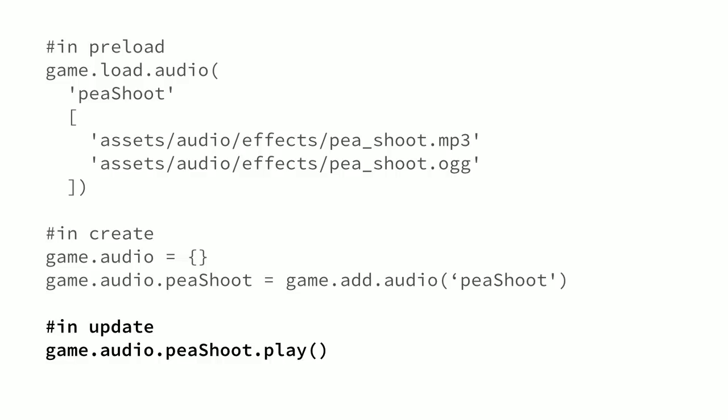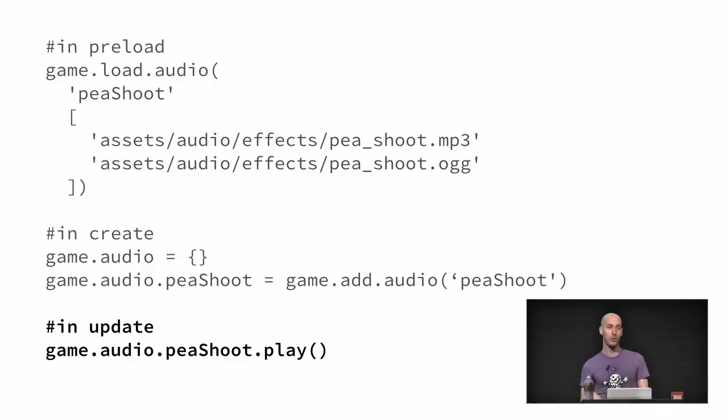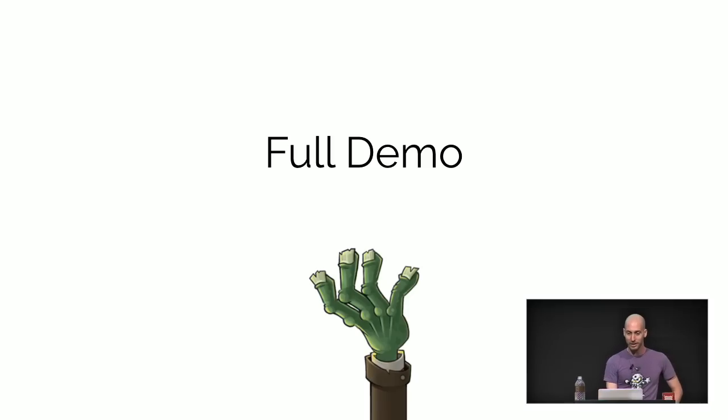So in my update, back when I was doing the collision detection, in addition to taking 1 damage from the zombie and killing the projectile, I could say game.audio.pshoot.play. Sorry, pshoot would be when the plants are shooting. I have another one called splat that'll play when the peas hit the zombies. Obviously, I don't have an animated GIF for what the sound effects sound like, but I do have a demo.